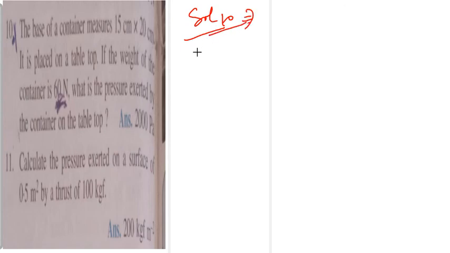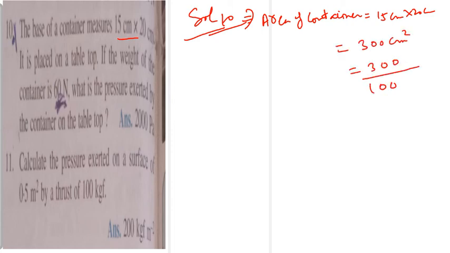The base of a container measures 15 cm into 20 cm. It is placed on a table top. If weight of the container is 60 Newton, what is the pressure exerted by container on the table top? So here, students, base of a container is 15 into 20 cm. So area of container would be 15 cm into 20 cm equal to 300 cm square equal to 300 upon 10,000 meter square.